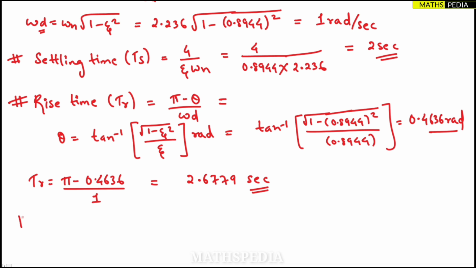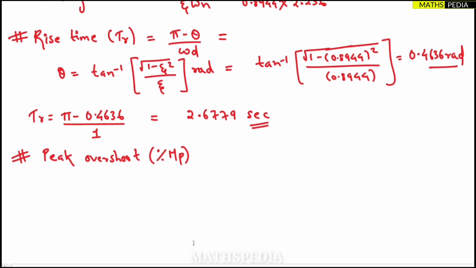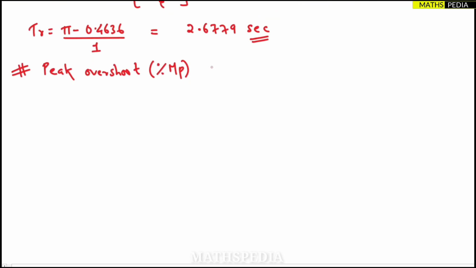Now we have to find the last thing, which is nothing but peak overshoot. Peak overshoot is given by percentage MP. This is how we have to denote it. Now peak overshoot, what is the formula? It is equal to e power minus pi zeta divided by square root of 1 minus zeta square, into 100 percentage. The 100 is not in the exponent part, sorry, it is outside. Don't multiply the 100 inside. After getting this value, we have to multiply with 100.